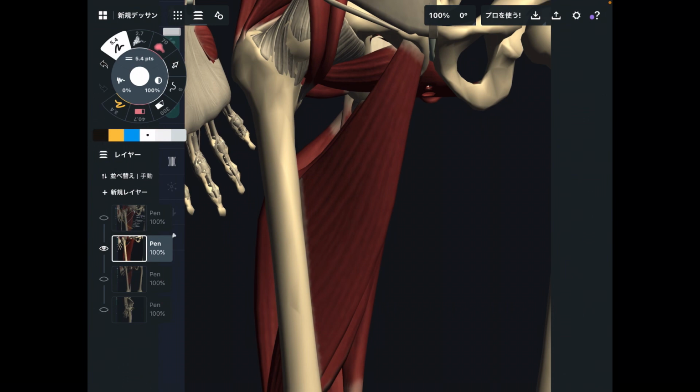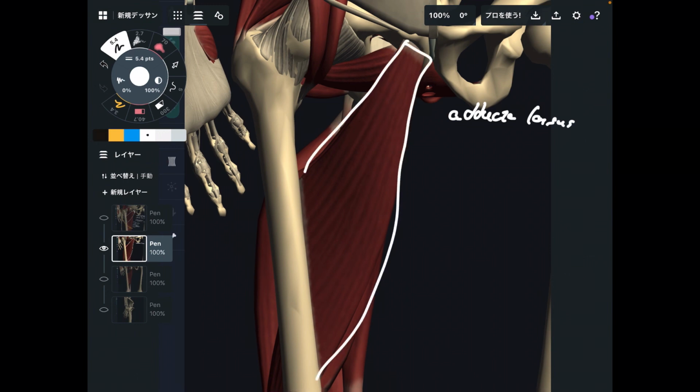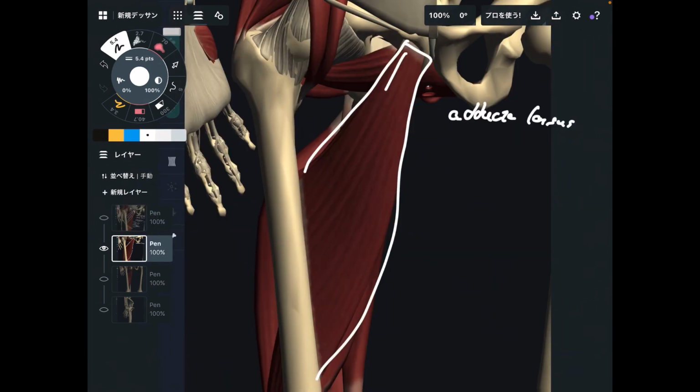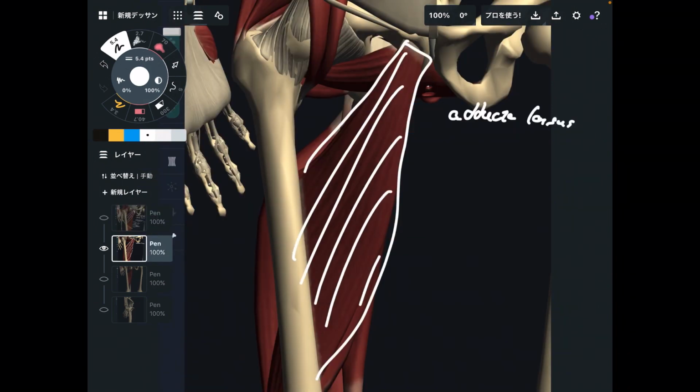Let's go to next muscle. Next muscle is adductor longus. Adductor longus, this is the muscle. This is long muscle. That's longer than adductor brevis, don't you think? This is adductor brevis, short muscle. And this is adductor longus, long muscle. That makes sense.